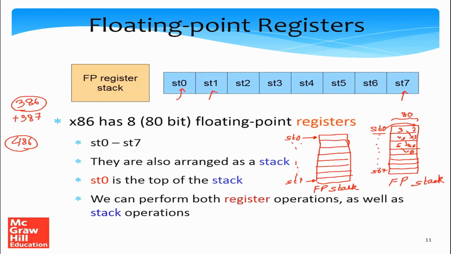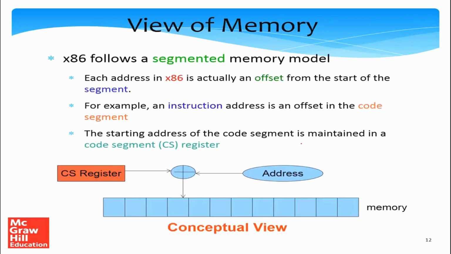Otherwise, your programs that were written for, let's say, the 486 processors will not work on i7 processors. And unnecessarily, companies that make x86 processors will lose business. So if the floating point registers were written as a stack, it's a good idea to maintain it. Alright. So the view of memory is also not very easy.